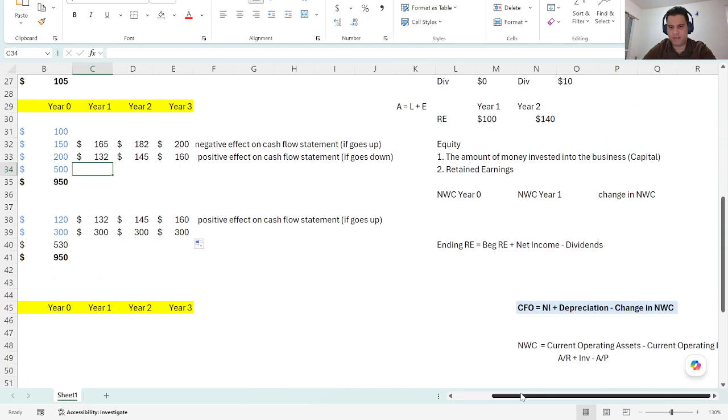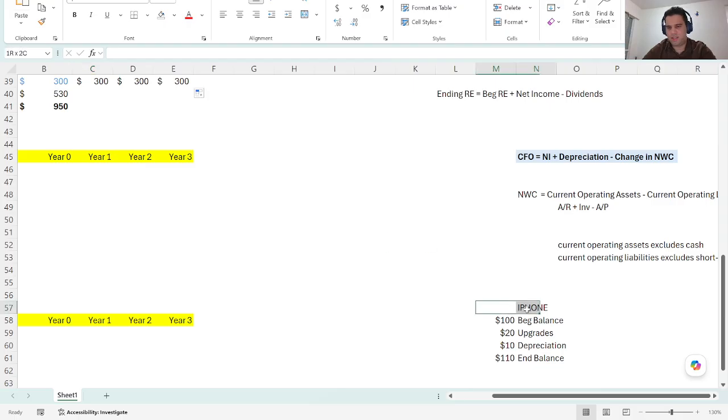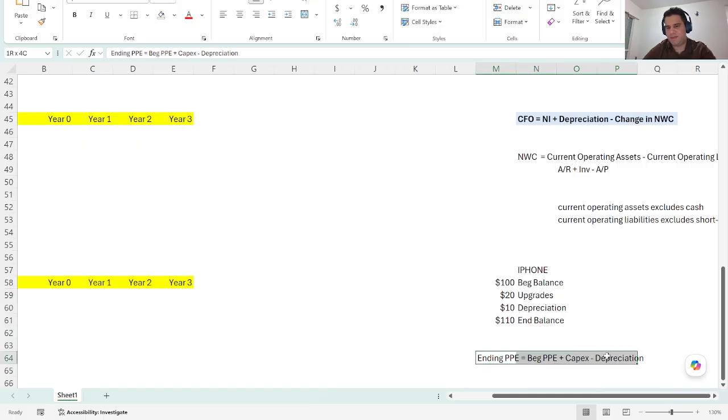So I've given a small example here to think about this. Imagine you have an iPhone that's worth $100. You go to an Apple Store and get $20 worth of upgrades done. At this point, the value of your iPhone is $120. Upgrades is synonymous here with capex. Let's say your iPhone loses value of $10 every single year. That's synonymous with depreciation. So you start with $100, you get $20 worth of upgrades done. The iPhone loses $10 of value every single year. So the ending balance of the iPhone is 110. So the formula is ending PPE is the beginning PPE plus capex minus depreciation.